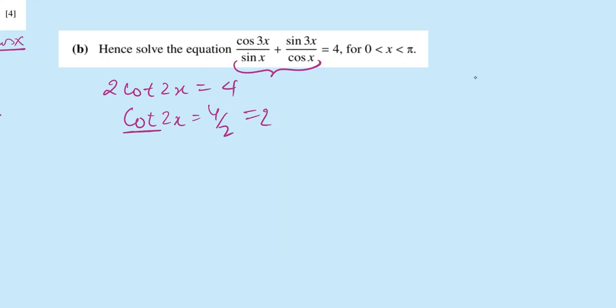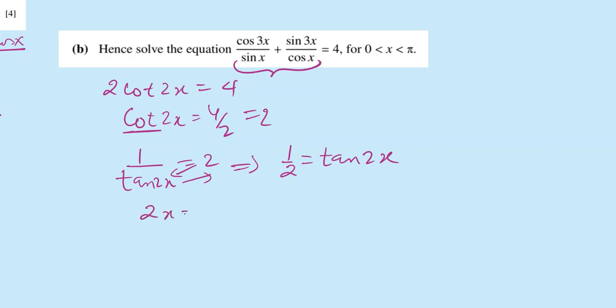But cot has to be changed to tan. So 1 over tan 2x is cot 2x, equal to 2. And let's switch their places by cross multiplication. So 1 over 2 equal to tan 2x, that is 2x equal to tan inverse half. Okay, our domain is from 0 to pi, but because the angle is 2x, we can use all 4 quadrants for the time being. So let's use it.